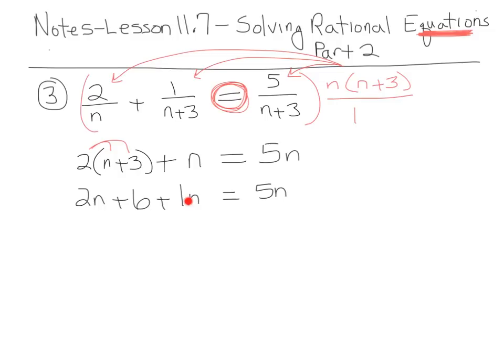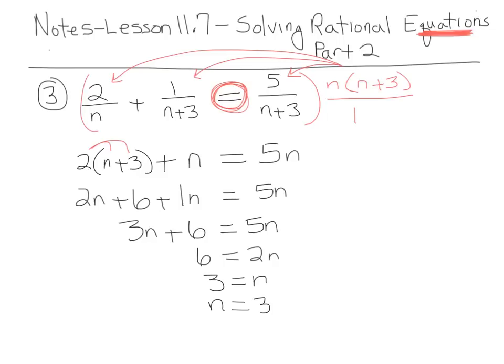Add the like terms. 2n plus 1n, that's 3n plus 6 equals 5n. Get all the n's on one side. Let's subtract 3n. 6 equals 2n. And then divide both sides by 2. 3 equals n, so n equals 3.